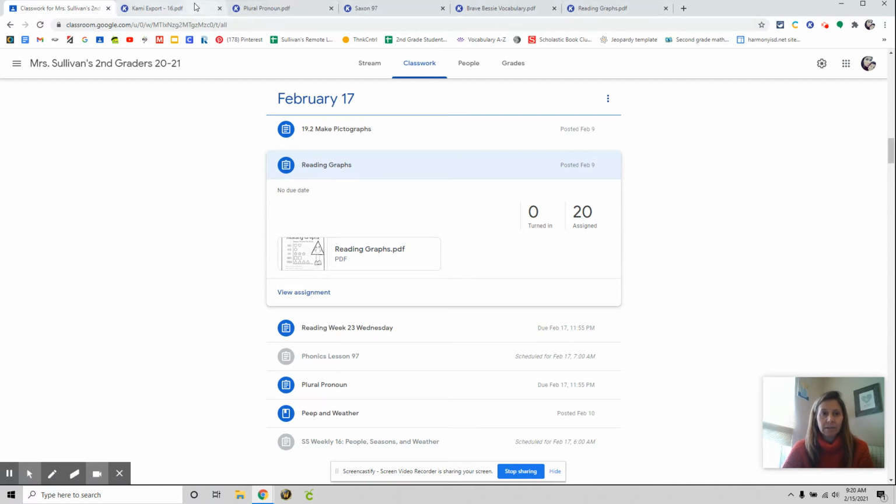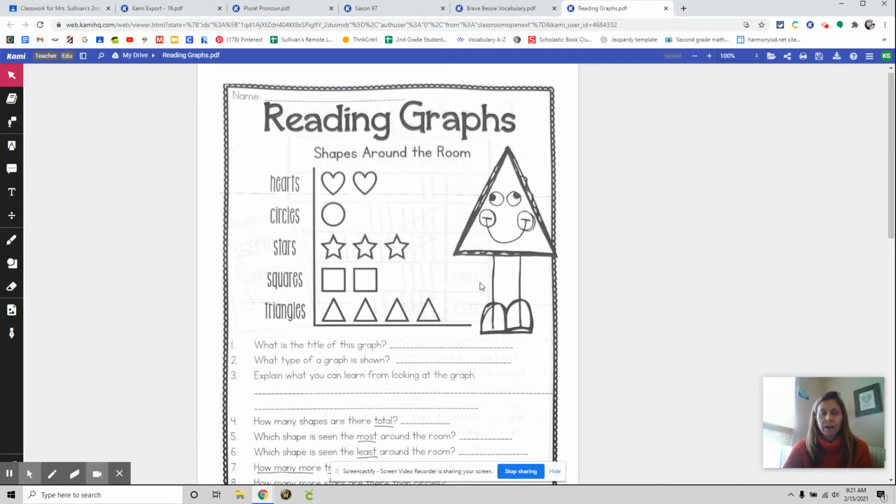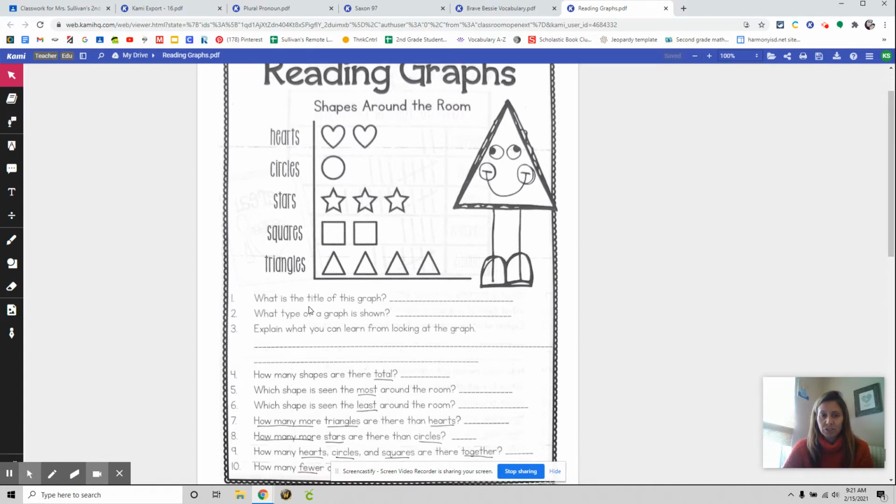And, where is that one? That one. It's this one. Okay, this is what it looks like here. This one's kind of fun, actually. So reading graphs, shapes around the room, hearts, circles, stars, squares, and triangles. So answer the questions on the bottom.